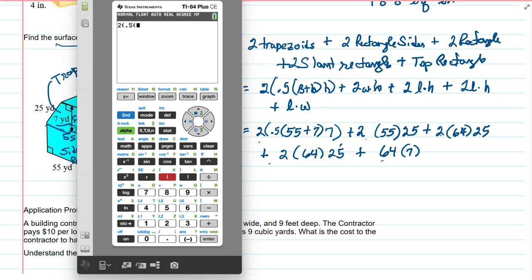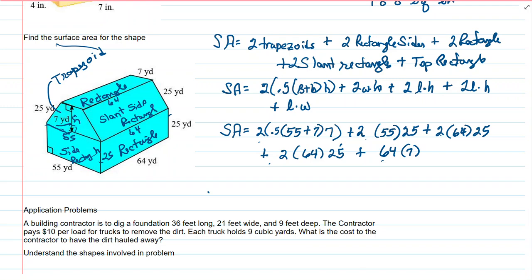All right, here we go with an application problem. An application problem is nothing more than a word problem. So let's see what happens here. A building contractor is to dig a foundation of 36 feet long, 21 wide, and 9 deep. All right, so we've got a rectangle that's deep, like, in the ground.